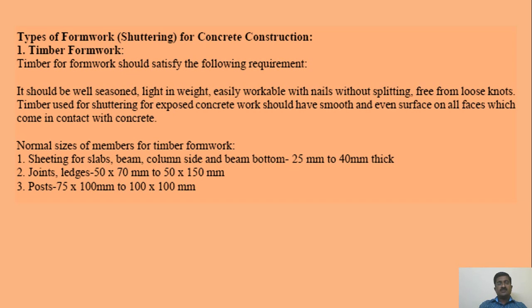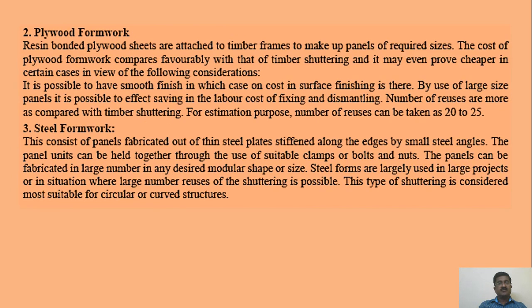Normal sizes of members for timber formwork are: sheeting for slabs, beams, columns, sides, and beam bottoms are 25 mm to 40 mm thick. Joists and ledges are 50 by 70 mm to 50 by 150 mm. Posts, that is the vertical poles, are 75 by 100 mm to 100 by 100 mm. So these are the various normal sizes which are used at the construction site.